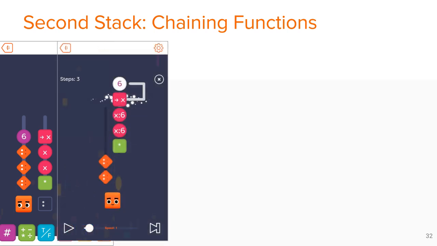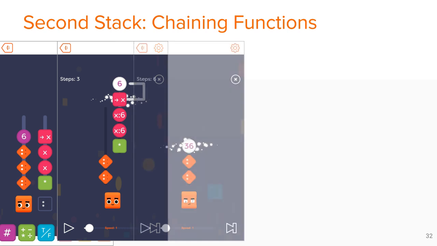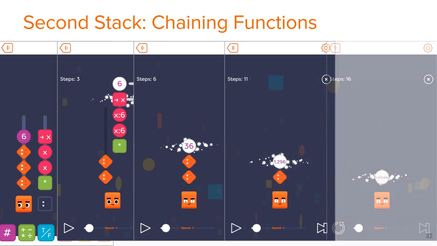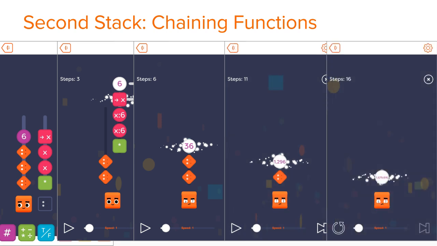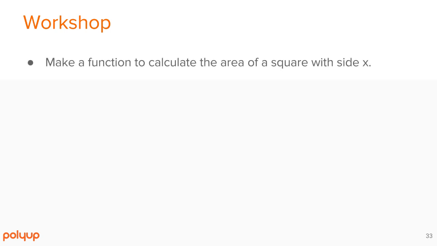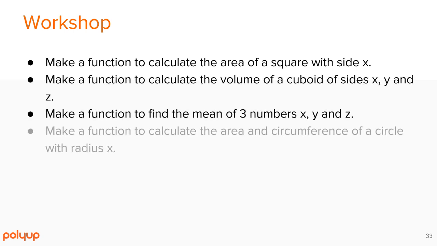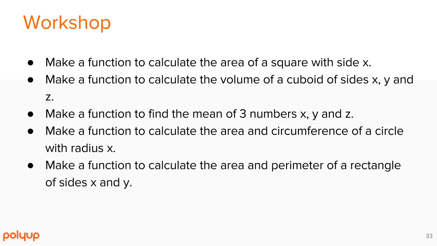As before, the function block expands into the function's code and uses the 6 as input. But now we square 36 to get 1296, and square that to get, well, a rather large number. Here are a few ideas for some functions you could write yourself or ask your students to create. We have a function with 1 input and 1 output, a couple of functions with 3 inputs and 1 output, a function with 1 input and 2 outputs, and a function with 2 inputs and 2 outputs.